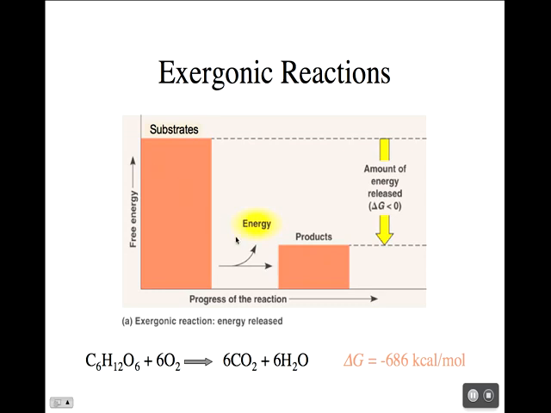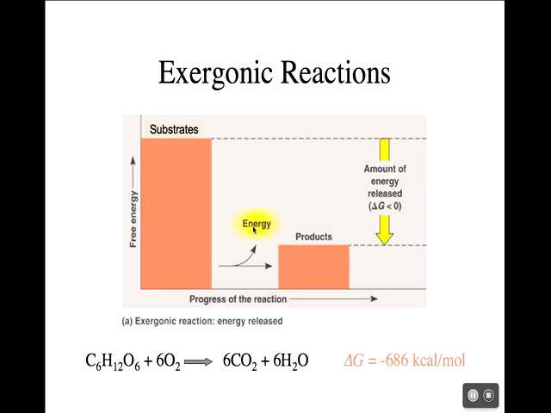So if you have a low number and you subtract a high number, you're going to get a negative value. So exergonic reactions, reactions that release energy, always have a negative delta G. In this case, negative 686 kilocalories per mole. So this is an example of an exergonic reaction, from a high energy substrate to a low energy product. It has a negative delta G. It releases energy into the environment. You could say that this is a spontaneous reaction. Spontaneous indicates that you don't have to put any energy in for this reaction to occur. It will occur naturally. It will want to occur without any outside energy input.